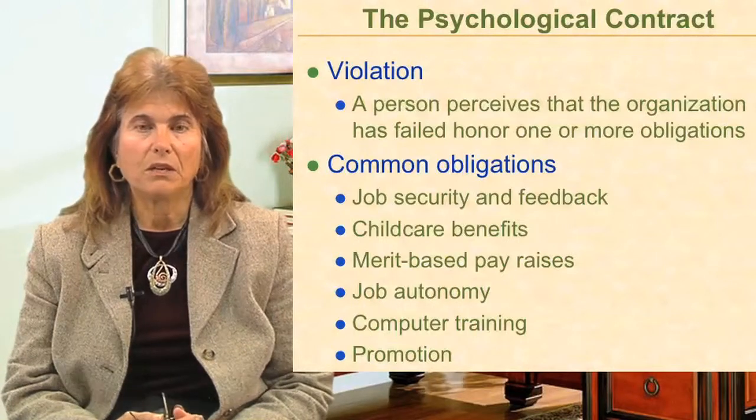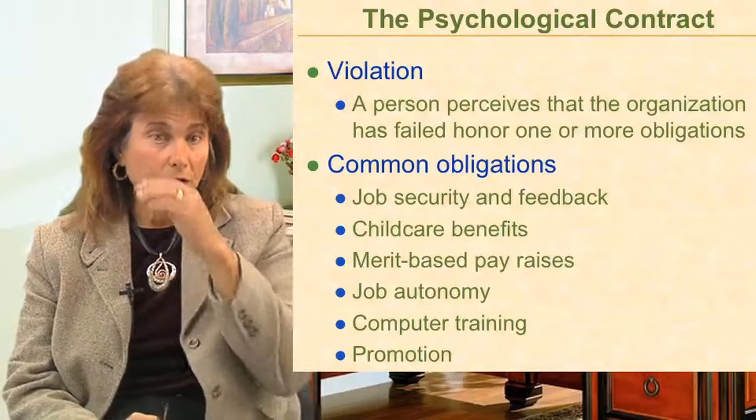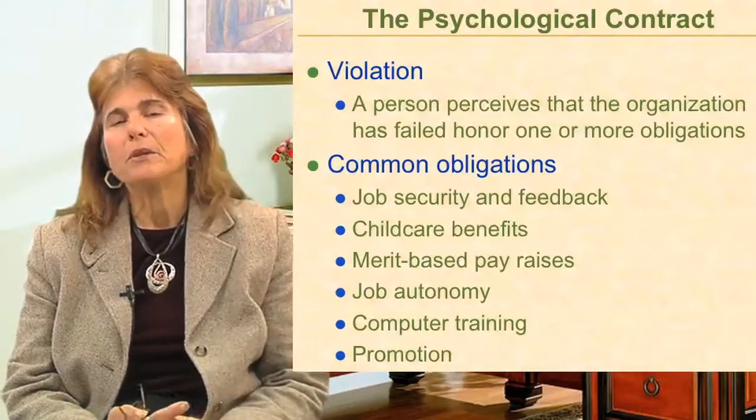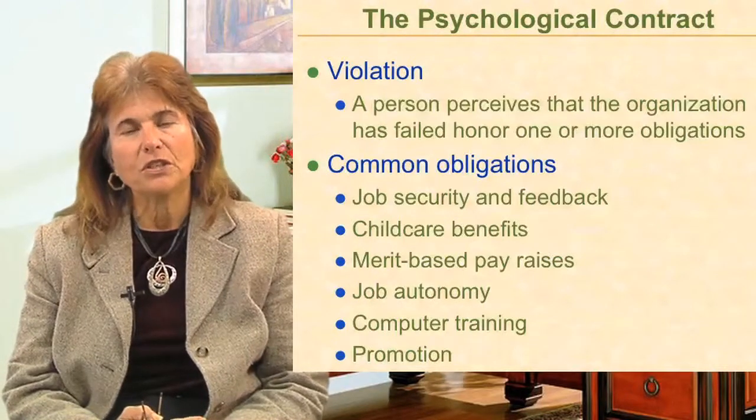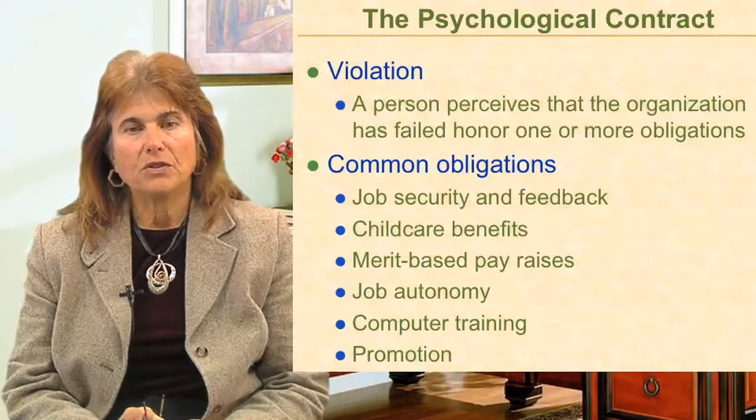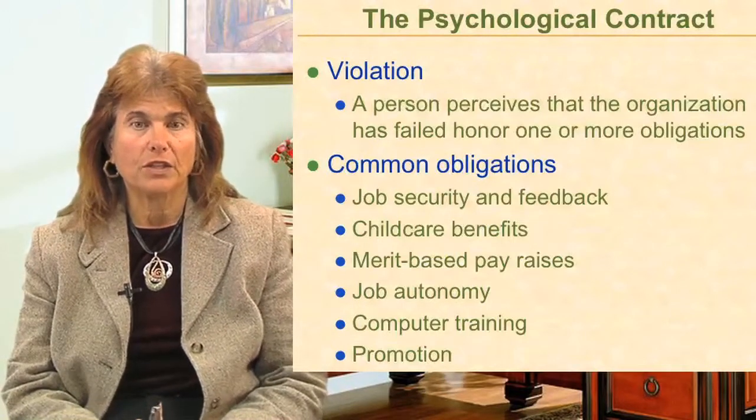We expect certain things. And when it's violated, a person perceives that the organization hasn't honored one of those obligations, which might be, they say they care about people being able to take care of their children, but they don't offer child care benefits. Or they talk about people being advanced and they don't give them merit pay. Or they talk about job autonomy and they're very restricted in what they're able to do. Or there are no promotional opportunities. All this relates to the psychological contract in the organization.